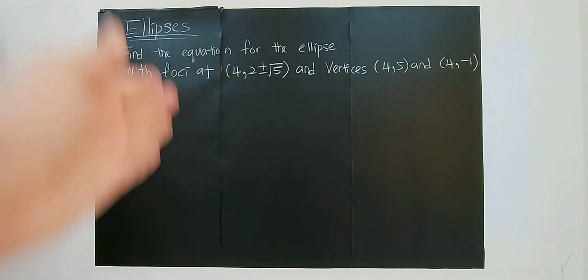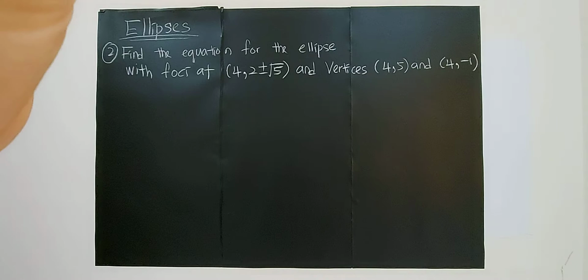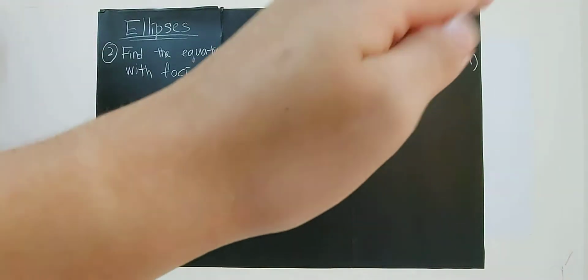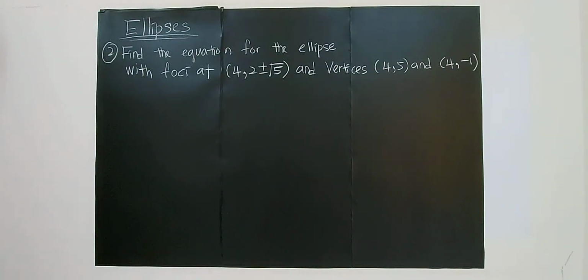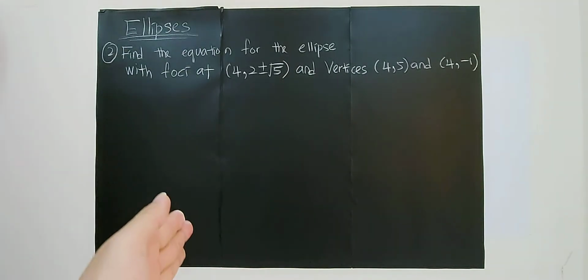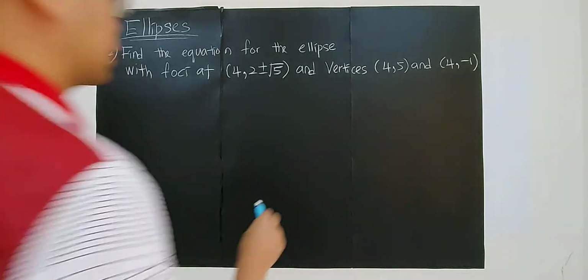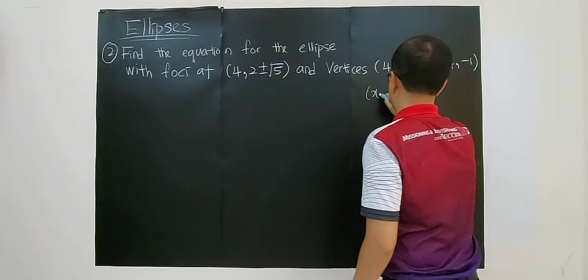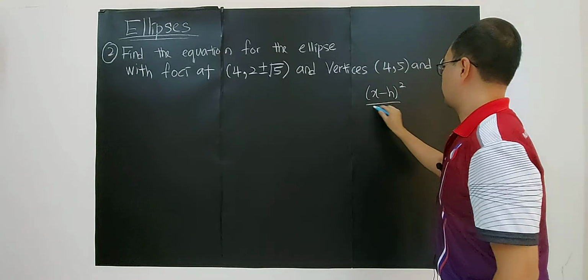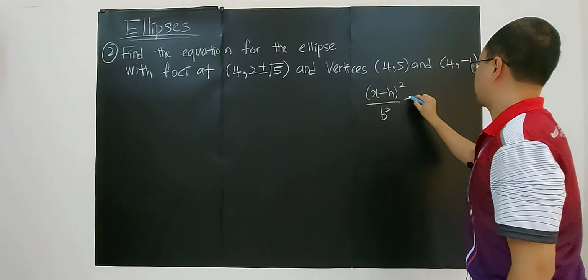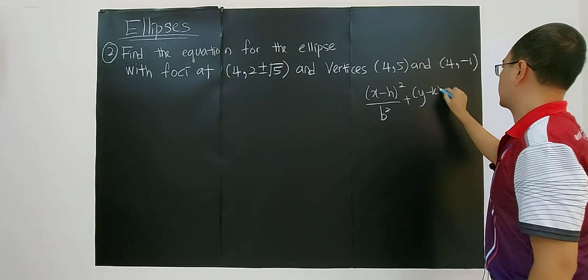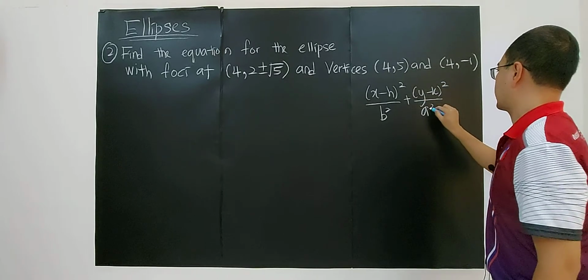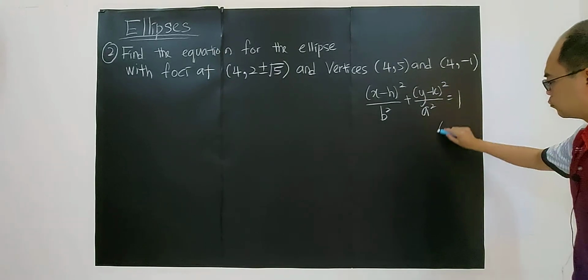That means that if you really understand ellipses, once you see this, you know that x equals 4 will be the major axis, right? Will be the major axis. So it means that the major axis is vertical, right? So immediately you know that this will be (x minus h) square over b square and (y minus k) square over a square equals 1. You know that it will look like this.